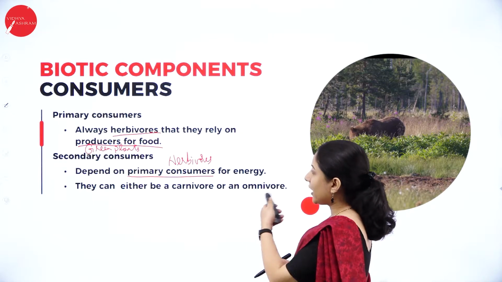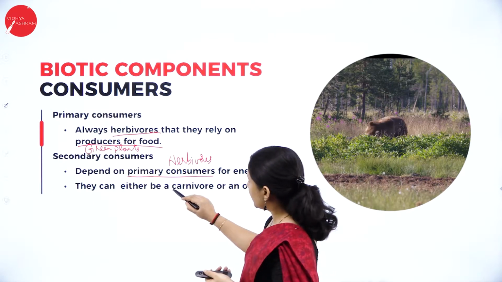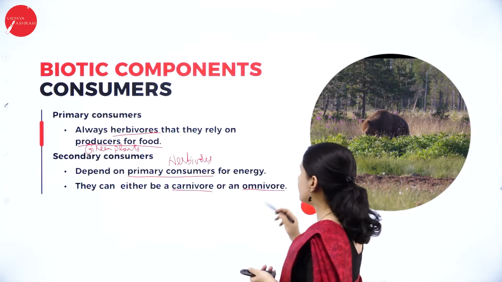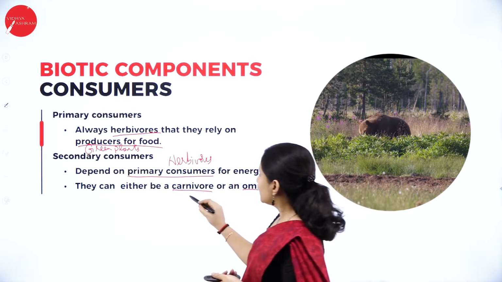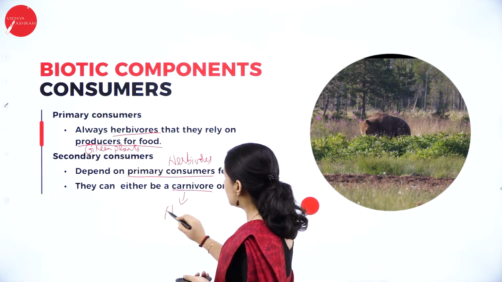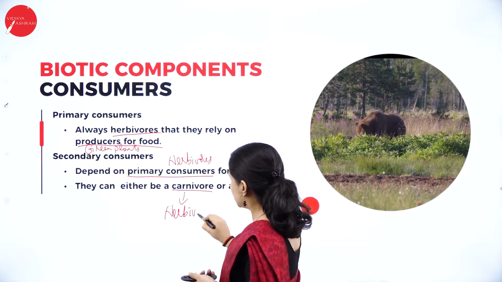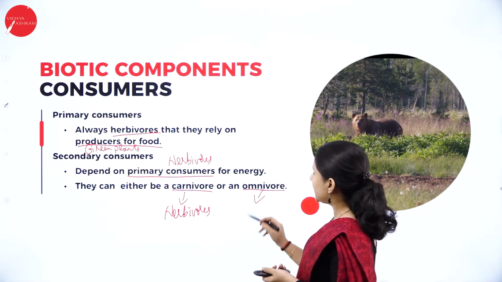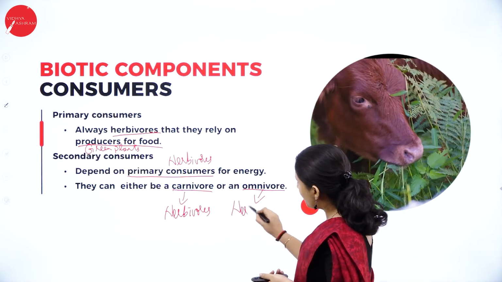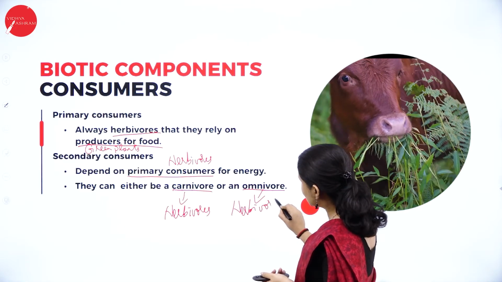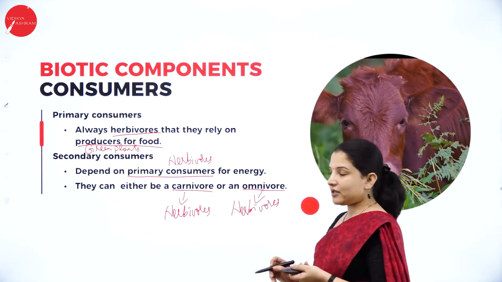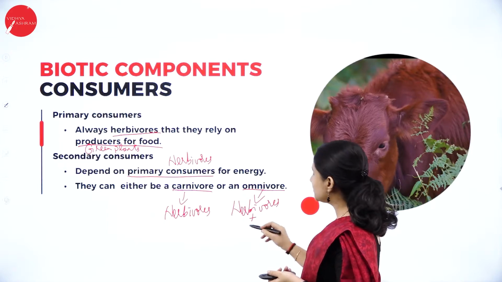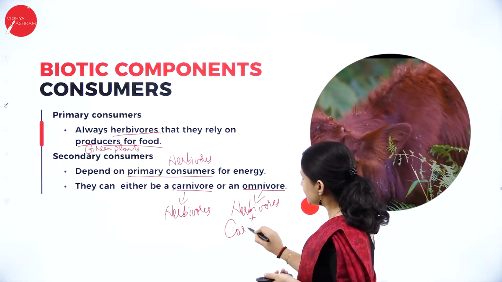So, here the secondary consumer can be either carnivorous or omnivorous. Carnivorous means those which feed on the herbivorous animals, that is, the plant-eating animals. Omnivorous animals means those which feed on both the herbivorous animals, that is, the plant-eating animals, as well as the carnivorous animals.